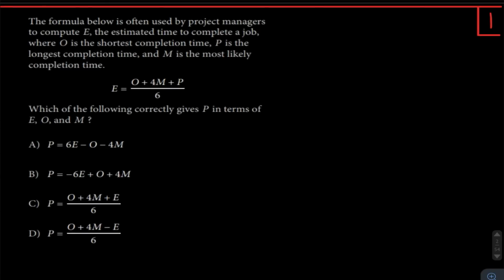So, first problem here says that the formula below is often used by project managers to compute E, the estimated time to complete a job, where O is the shortest completion time, P is the longest completion time, and M is the most likely completion time. And we're given the equation that E equals (O plus 4M plus P) all over 6. It says, which of the following correctly gives P in terms of E, O, and M?